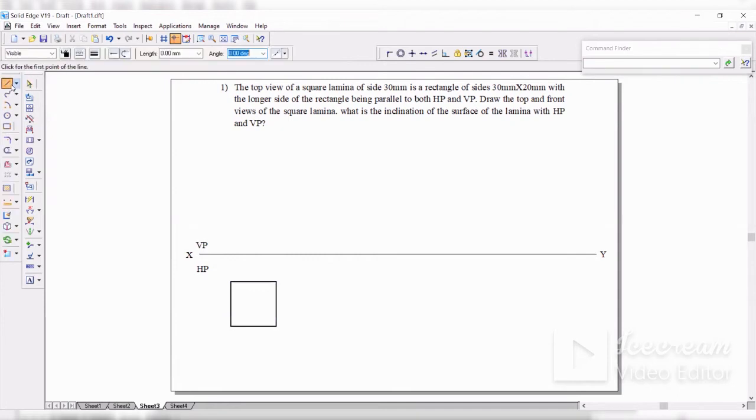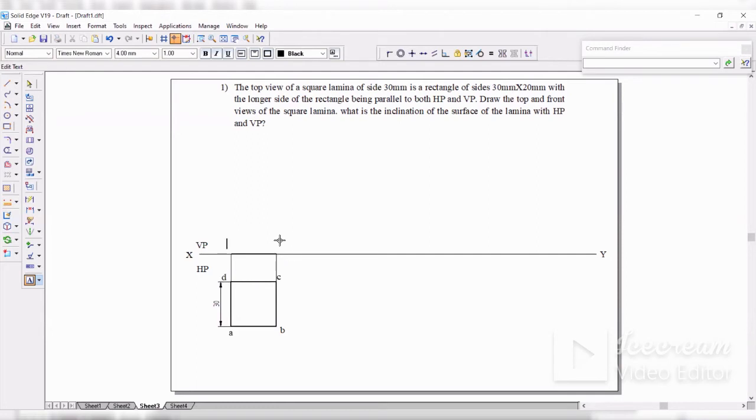Done. Now after this, let me draw the construction lines. So from here to here, from here to here. Now let me draw the visible line from end point to end point. Let us check the dimension now, whether it is correct or not. It is 30, perfect, no problem. Now let me name the points. So to name the points, I have here A, here B, here C, and here D.